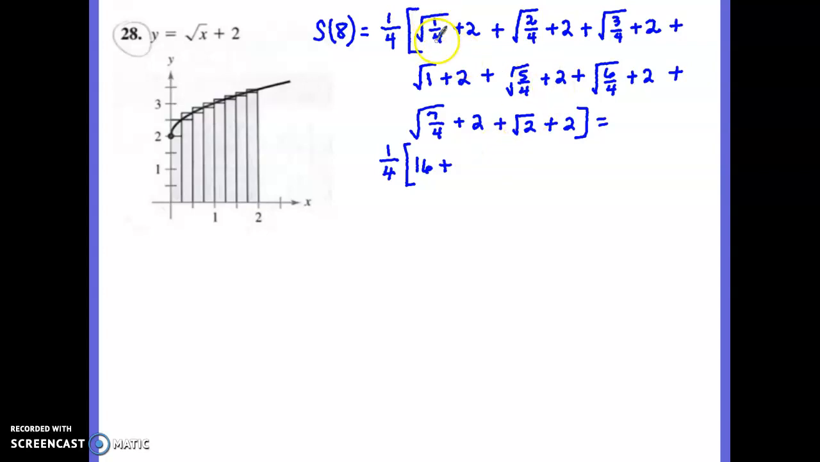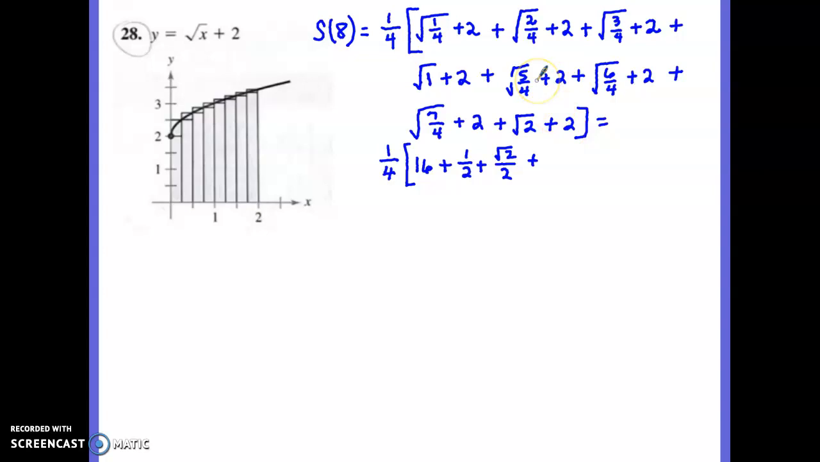So the square root of that is 1/2. That's going to be square root of 2/4. Oh, I'm sorry. It won't be 4, will it? Because I got to take the square root of 4. It will be 2. Accidentally messed up on that.